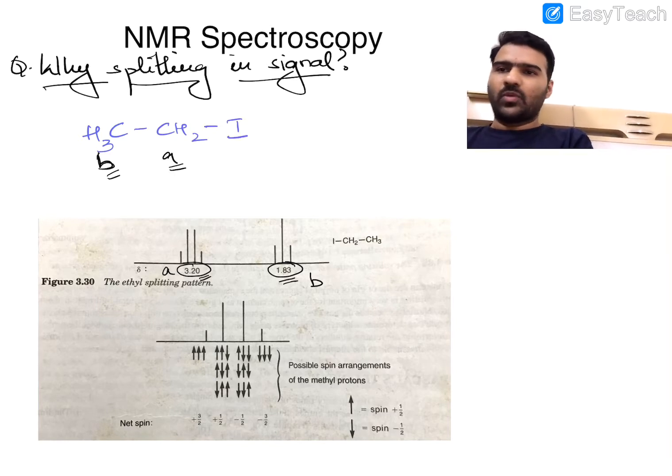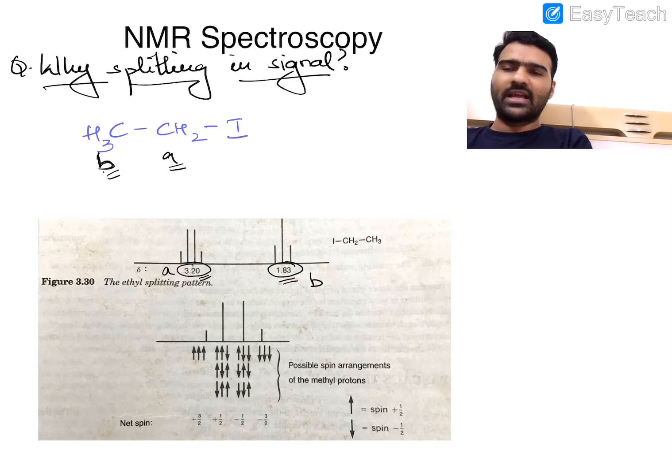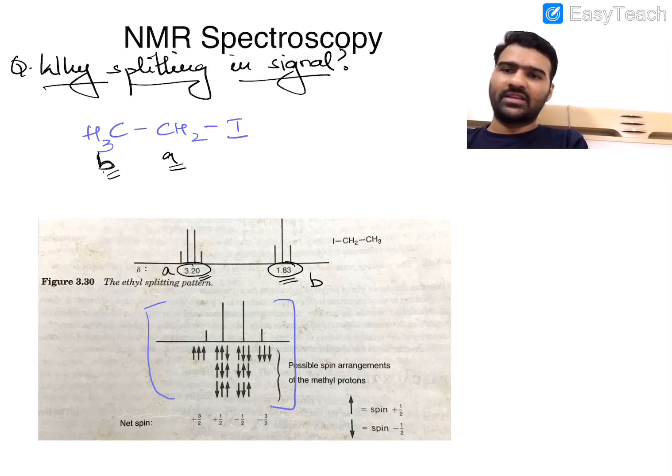Okay, so the question at hand is why should the peaks due to B be split by the signal of A, and likewise why should the signal of A be split by peaks due to B? To answer this question, let's pay a little bit of attention to the possible spin arrangements that have been given with respect to the neighbors.